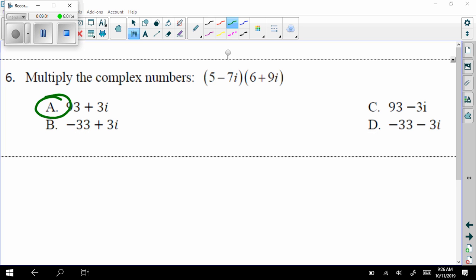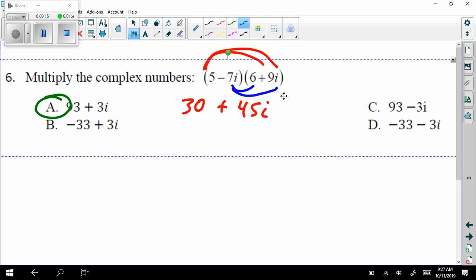So if you were not allowed to use a calculator for this for whatever reason, if you did this by hand, it's not hard either. You just multiply it. So you do 5 times 6 and 5 times 9i. So that would be 30 plus 45i. Then you multiply these. Negative 7i times 6 is negative 42i. And then negative 7 times 9 would be negative 63i squared.